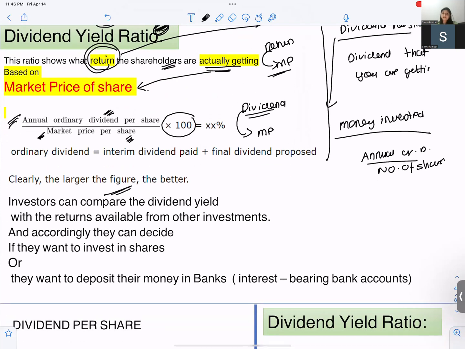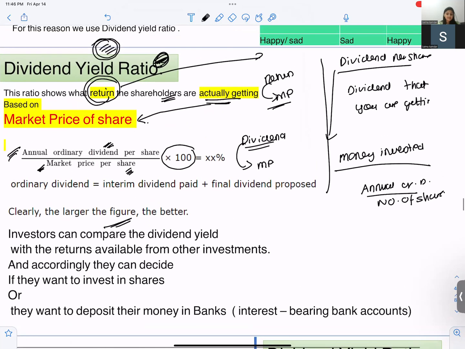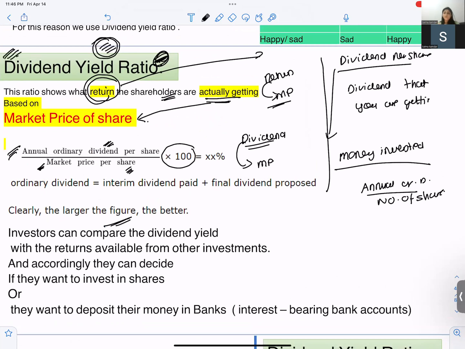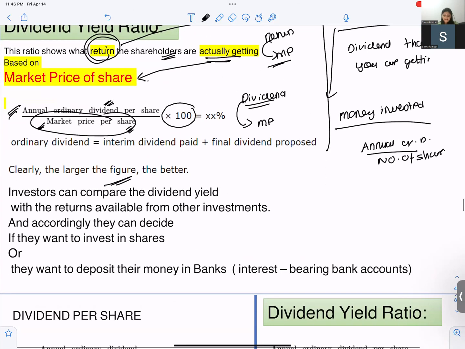In both the cases, the larger figure is better, but the dividend yield ratio will help me make a better decision to know what my return is when I am comparing it to the market price. So investors compare the dividend yield ratio with the returns that are available from other investments, and accordingly they decide if they want to invest in the share or deposit the money in the bank.